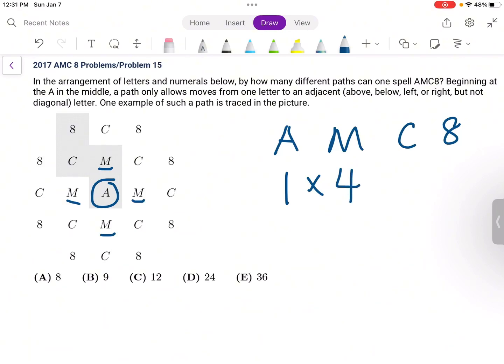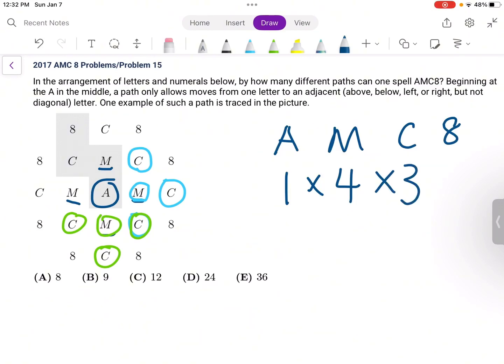And for each M we choose, we will have 3 C's for this M. And then again, also 3 C's for this M. And similarly for the other 2 M's, we also have 3 C choices for each of them. So we multiply the 3 for choice to get letter C.